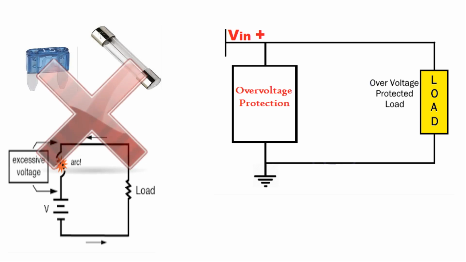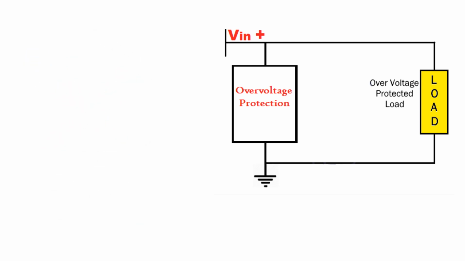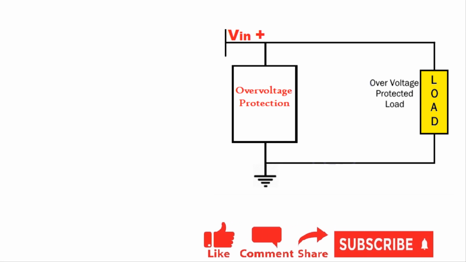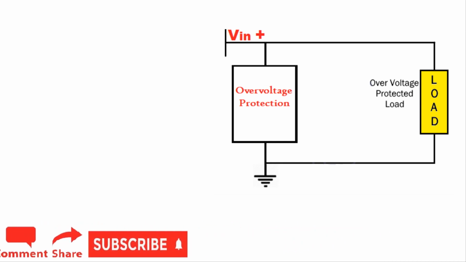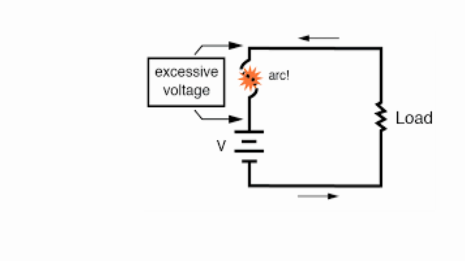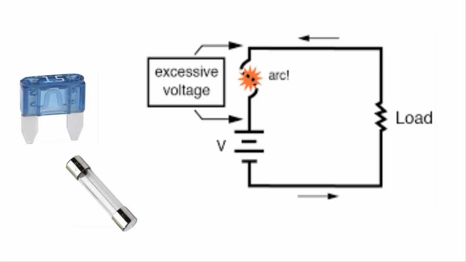Overvoltage protection is a power supply feature that cuts the supply whenever input voltage exceeds the preset value. For protection from high voltage surges, we always use overvoltage protection or a crowbar protection circuit. The crowbar protection circuit is a type of overvoltage protection that is most commonly used in electronic circuits. There are many different ways to protect your circuit from overvoltage. The simplest way is to connect the fuse at the input supply side.